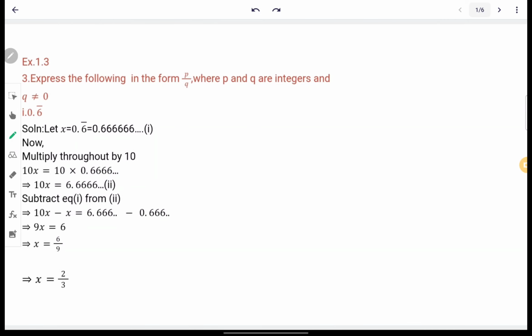All right, continuing with exercise 1.3. Question number 3. Express the following in the form P by Q, right? So you get the idea. P is the numerator and Q is the denominator, okay? So what are we going to express in the form P by Q?